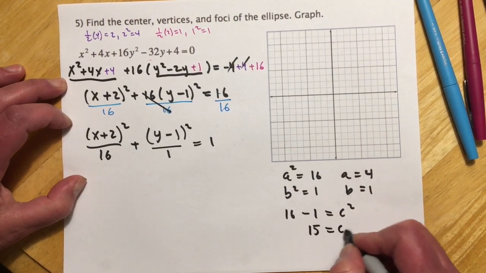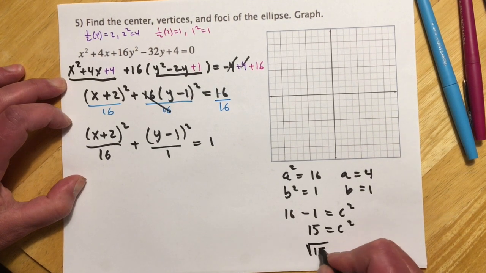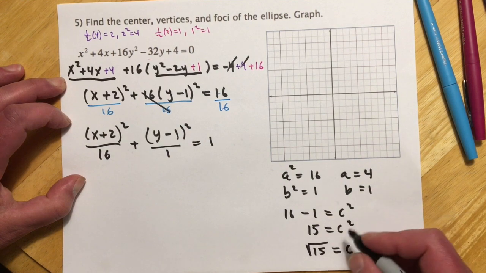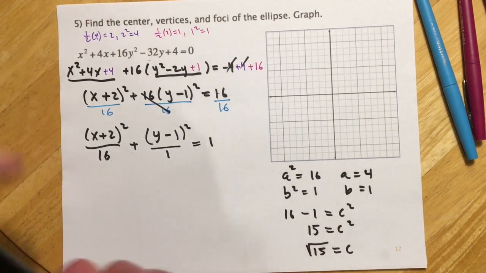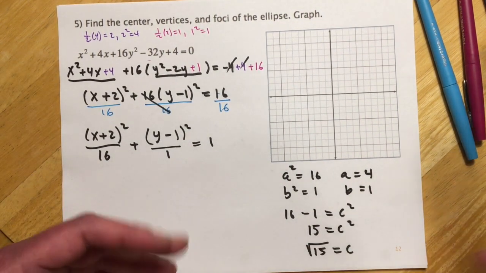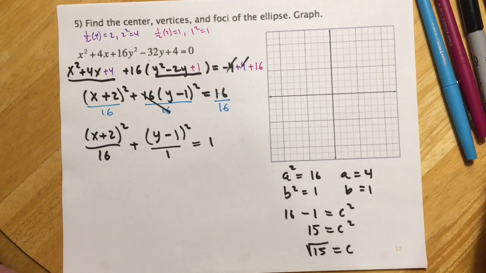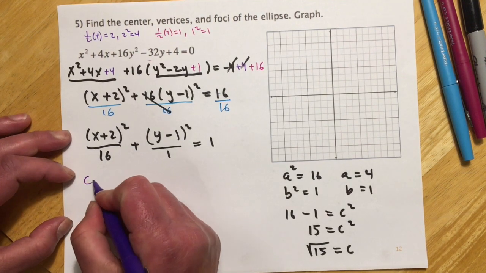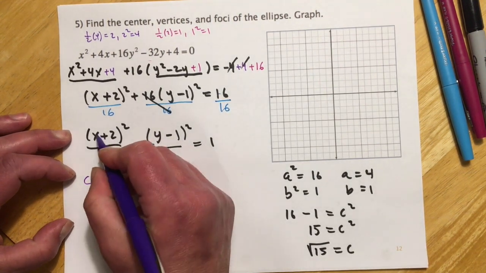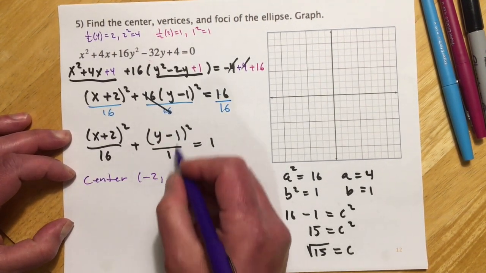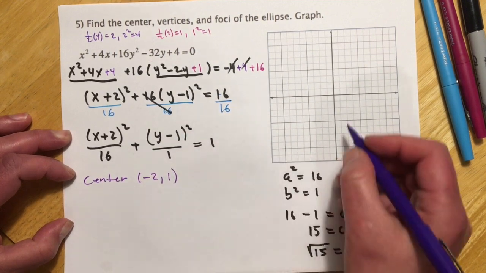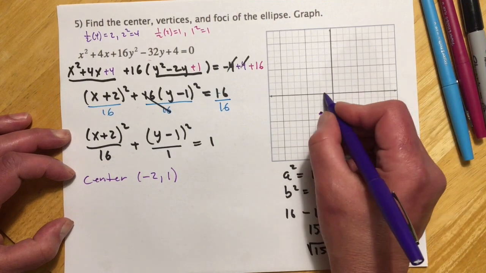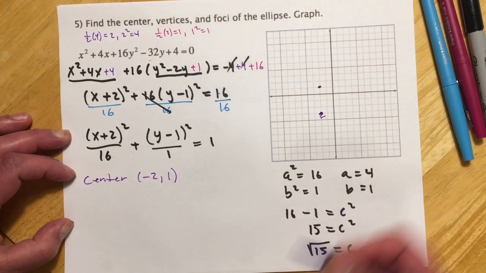So 15 equals c squared, and then root 15 equals c. And for graphing purposes, that's just a little bit less than 4, because root 16 would be 4. So then we'll get some of the stuff drawn in. We know the center now, and that's going to be -2 and +1. So -2, +1 right there.